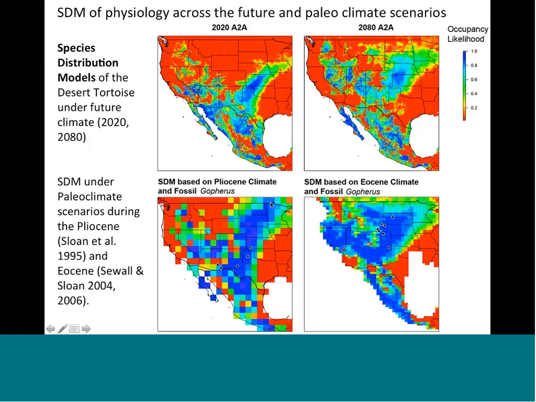So during the Pliocene, there was a corridor, and we're experiencing Pliocene-like temperatures now by 2020. And so this region expands, and you can see that the projections for 2020 are for tortoises to really expand into this region. And then it expands into the Central Valley, but also these Kansas sites, as they did during the Eocene, as well as during the future cast.